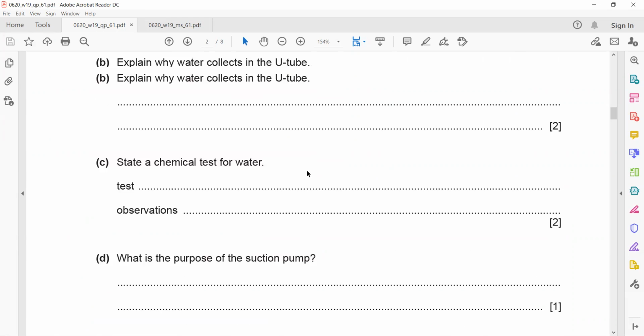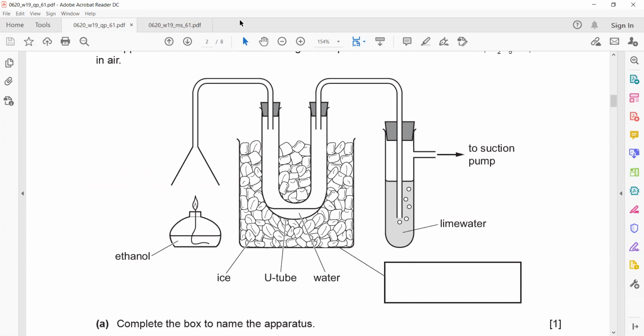Then what is the purpose of the suction pump? What is the reason why we are using a suction pump? So that the product can move through the apparatus. Because what happened, to remove ethanol, or move, so that the product can move through the apparatus.